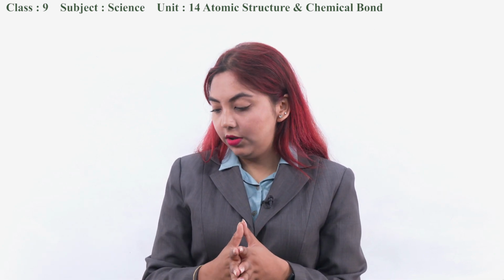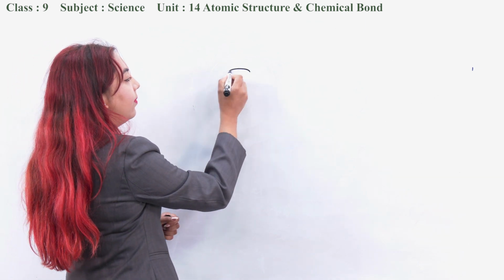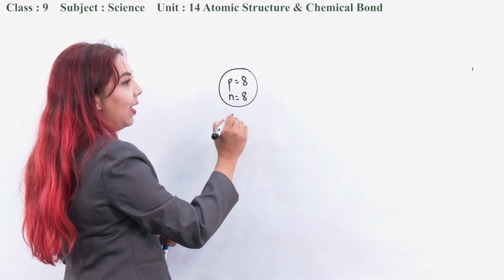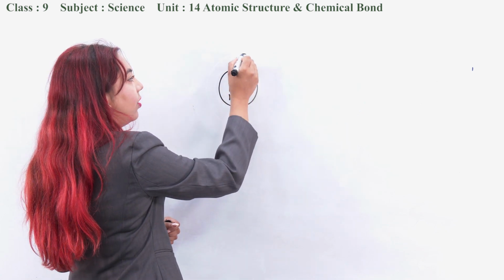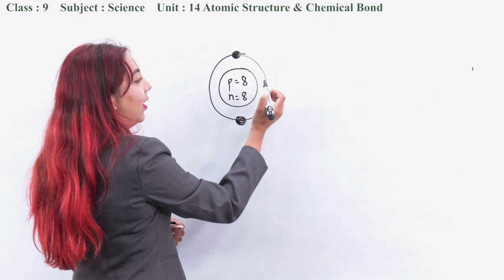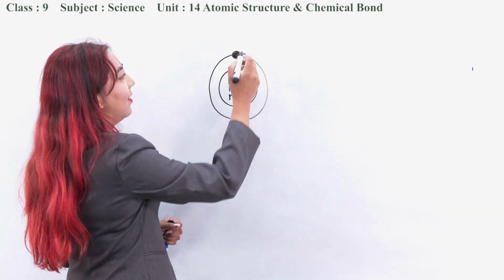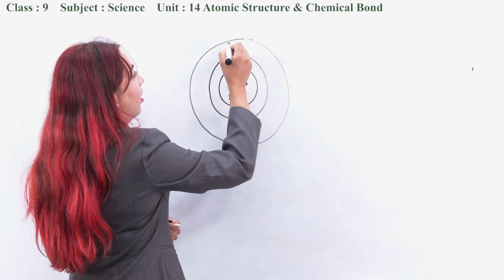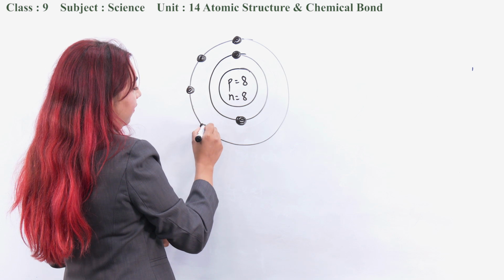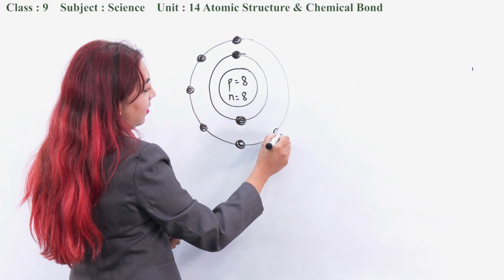Yes. Now let us study how a covalent compound is formed. Let us take the example of the oxygen molecule. An oxygen atom has 8 protons, 8 neutrons, and also 8 electrons. The first shell can occupy a maximum of 2 electrons. Now how many electrons remain? Yes, 6 electrons. 1, 2, 3, 4, 5, 6.